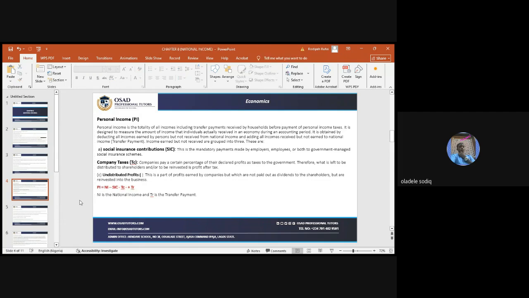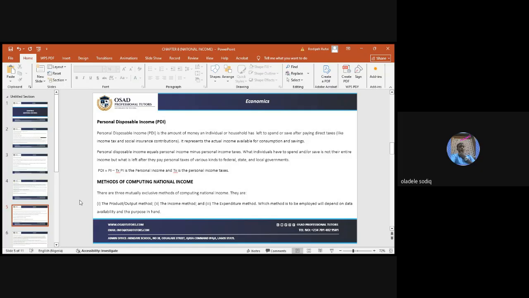Personal income. Then we also have personal disposable income. Please take note, personal income is different from personal disposable income. So what is personal disposable income? Personal disposable income is the amount of money that an individual or household has left to spend or to save after you must have paid what? The tax and social insurance contribution. So if you have paid those two, the money that is left is what we call personal disposable income. So personal disposable income equals personal income minus personal income tax.